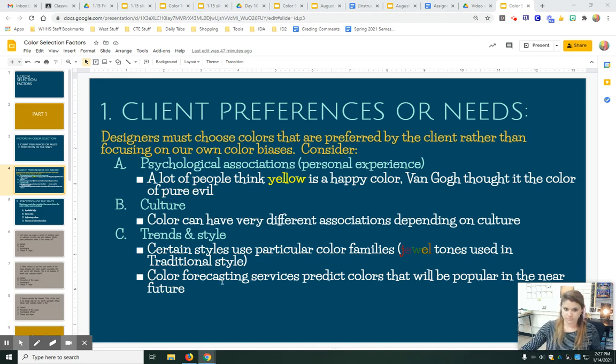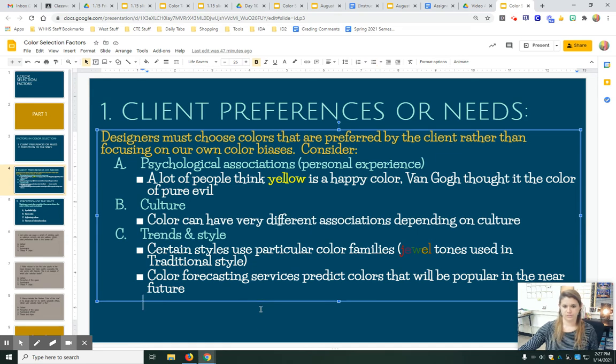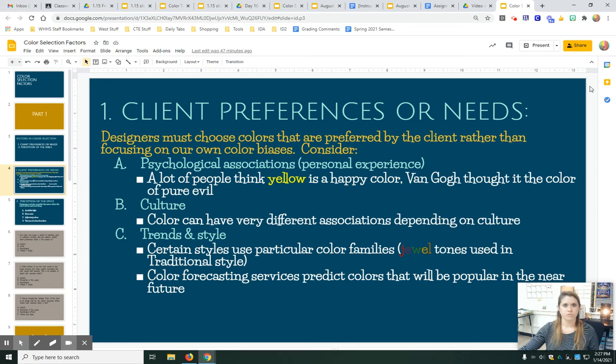The other bullet here is color forecasting services predict colors that will be popular in the near future. That is a real thing. I want that to be my job. So there are things called colors of the year, and each brand of paint picks a color of the year each year, and they predict a year and a half in advance or something what colors are going to be popular. And designers know about it and start using them and bringing them into life.